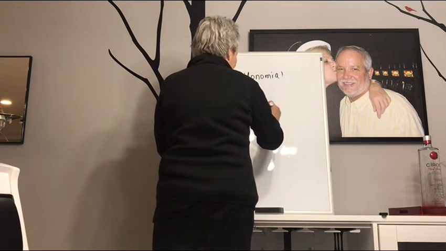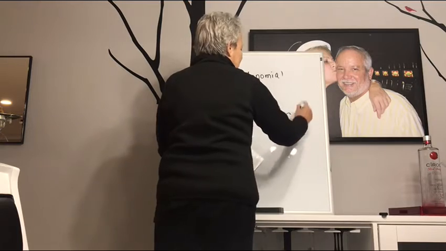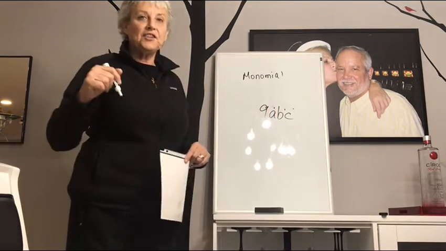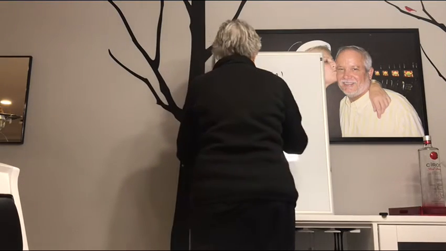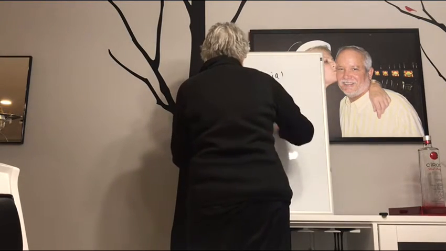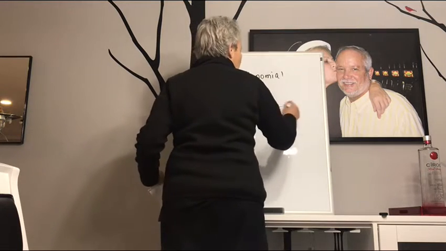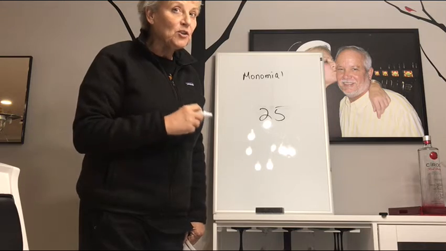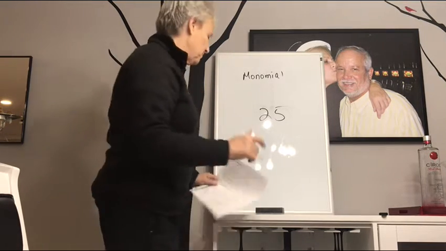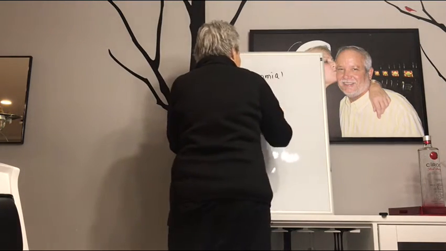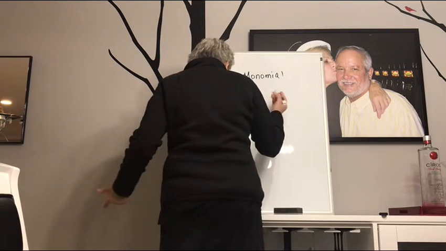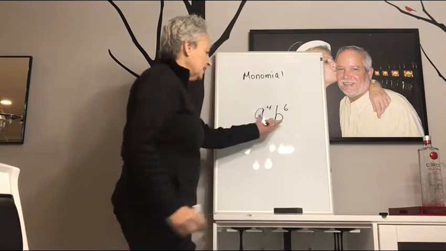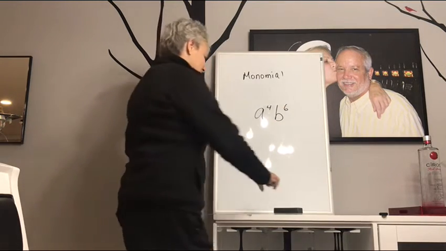The degree of 9abc, for example, that has a 1, that has a 1, that has a 1. The degree is 3. This is the degree of the monomial. The degree of 25. 25 does not have a variable, so the degree is 0. All numbers have a degree of 0. One more. a to the 4th, b to the 6th, the degree is 10.